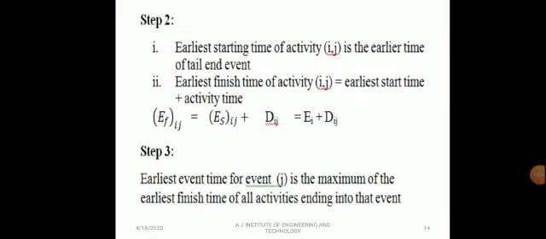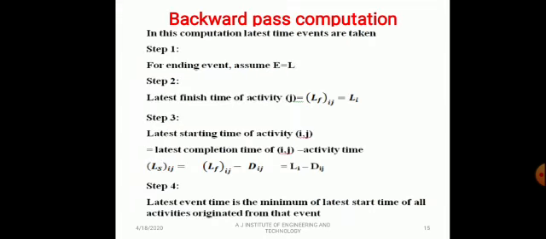Step 2 is: the earliest starting time of activity IJ is the earliest time of the tail end event. The earliest finish time of activity IJ is the earliest start time plus activity time DIJ. Step 3: the earliest event time of event J is the maximum of the earliest finish times of all activities ending at that event.